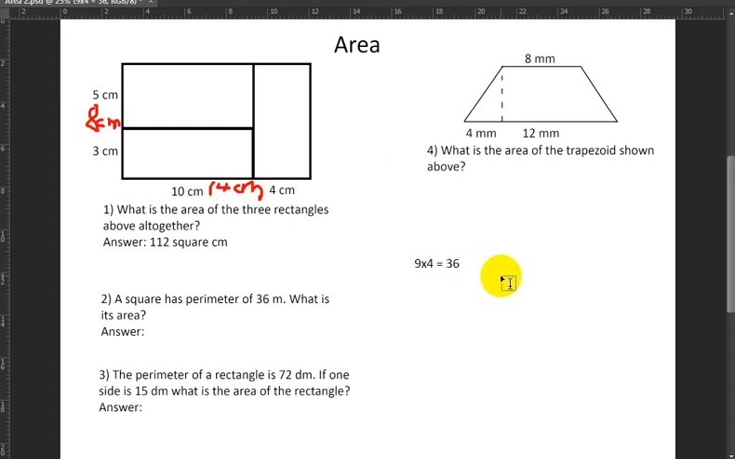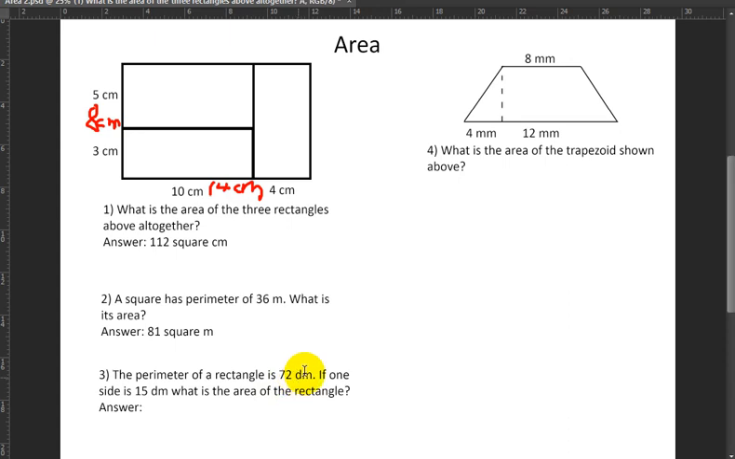Now, if each of its sides is 9, to find its area, I would have to multiply two sides together. So, that would be 9 times 9. I would get 81. So the answer here is that this square would have an area of 81 square meters because each of these is meters. Let's erase this and this.